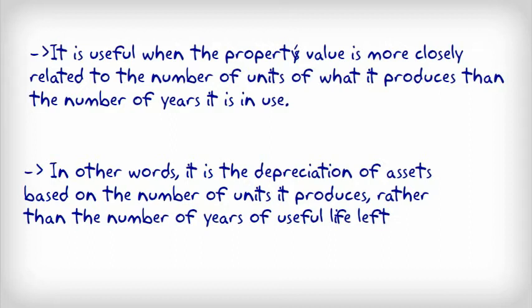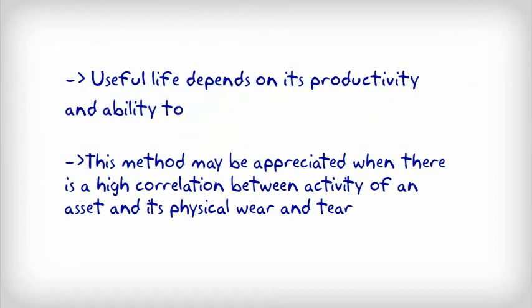It is useful when the property's value is more closely related to the number of units it produces than the number of years it is in use. In other words, it is the depreciation of an asset based on the number of units it produces, rather than the number of years of useful life left. Useful life depends on its productivity and the ability to produce the total number. This method may be appreciated when there is a high correlation between the activity of an asset and its physical wear and tear.